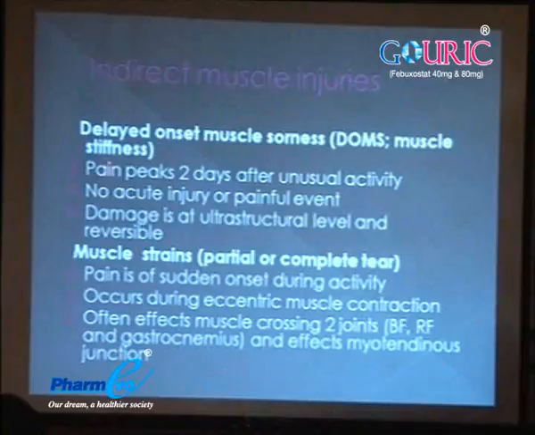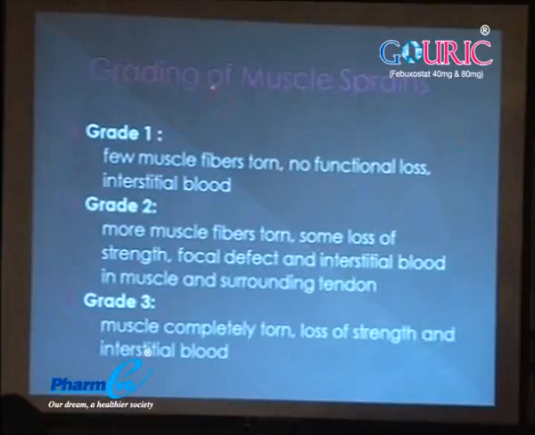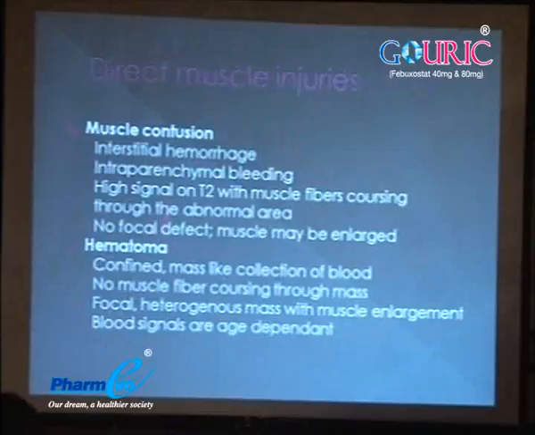Indirect muscle injuries, you probably know these. The only reason I've put this up is because you don't want to diagnose these on MRI. These are clinical decisions. You will make these decisions in your clinic, and you will not send the patient for an MRI for this. And of course, there's grading of muscle sprains, 1, 2, and 3, and all that. And direct muscle injuries can result in muscle contusion.